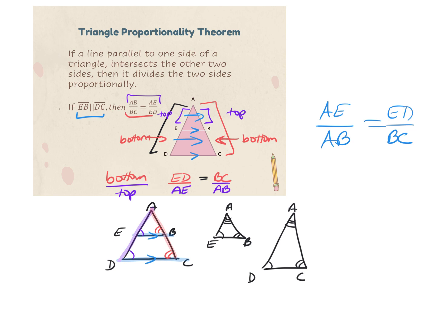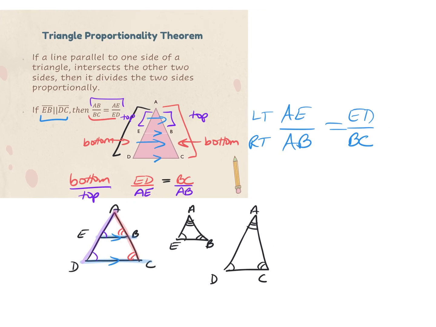So what this one would have been is the left top over the right top. So left over right, and the two top pieces, and this would have been left bottom over right bottom. You can set it up that way as well. And that's what this means.